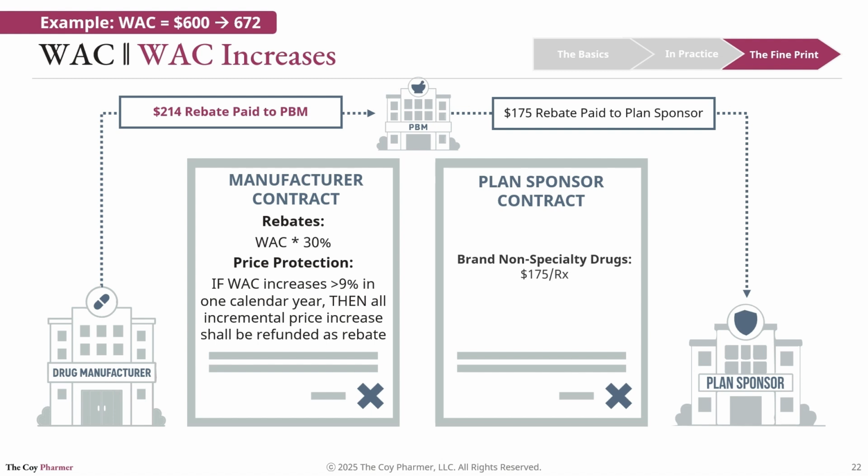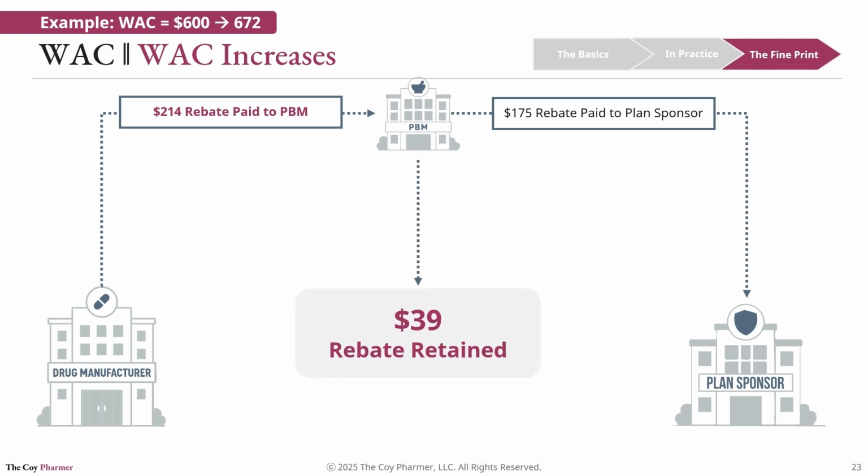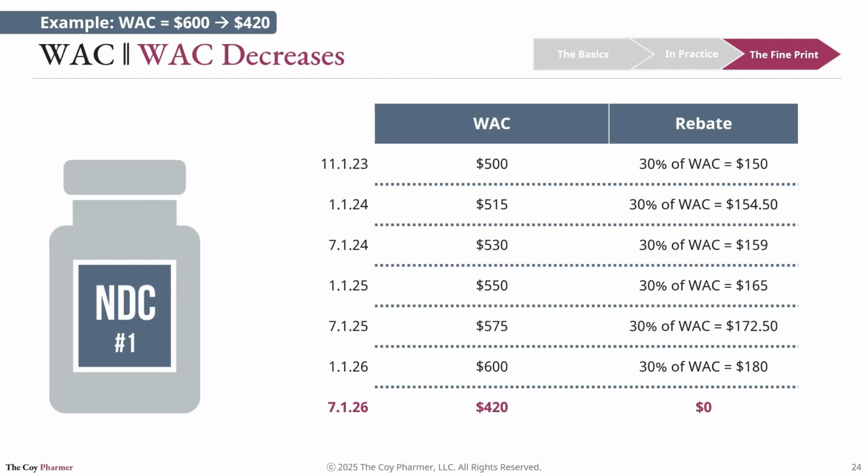In the case of the plan sponsor, again, their contract is not necessarily tied to WAC and is tied to a per script amount. So in this case, the PBM is gaining more from the manufacturer, but has not increased their payable to the plan sponsor. So in this case where the WAC increases, the PBM may be able to retain additional rebate on this particular product. Next, we're going to cover the flip side.